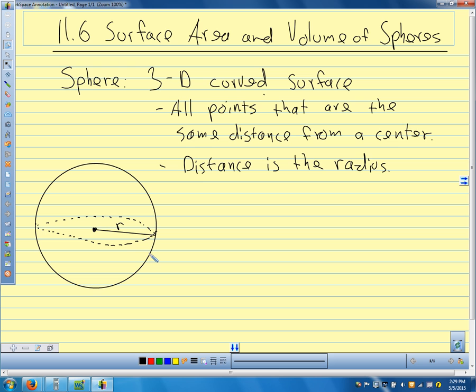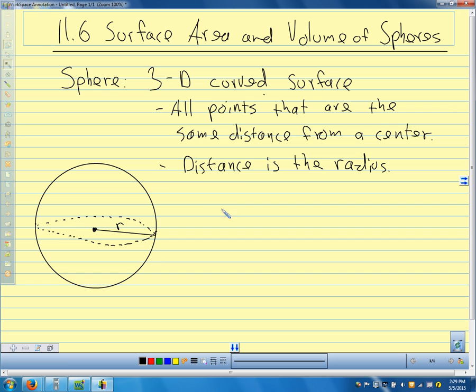And that's really all we have to worry about with spheres. It's a little complicated to show where our formulas come from. Our other shapes, we broke them into smaller pieces and added up the areas of the smaller pieces, or we talked about the idea of the volume. Sphere is a little more difficult, so we're just going to talk about the formulas.